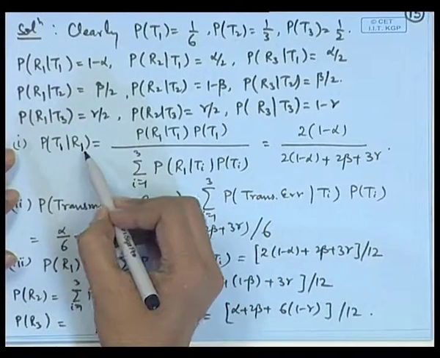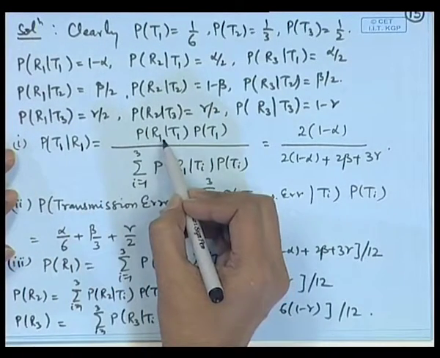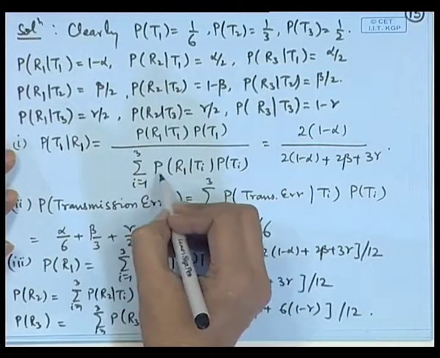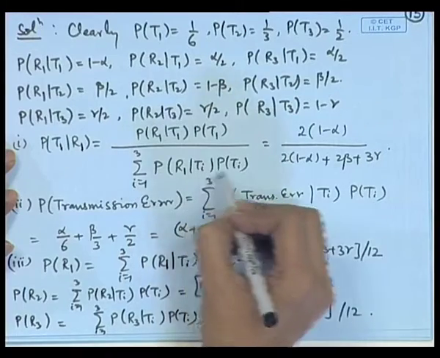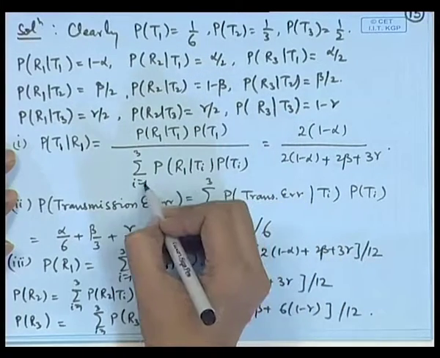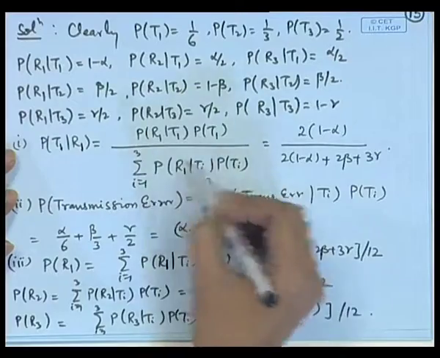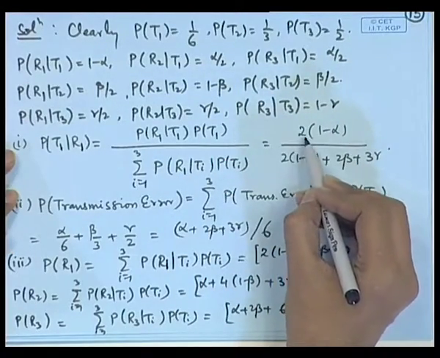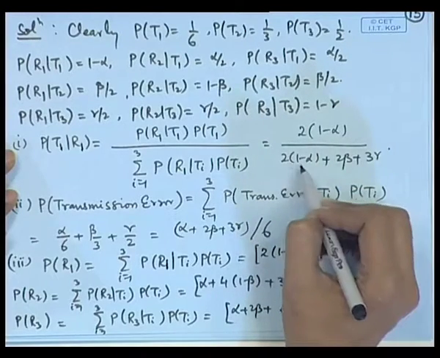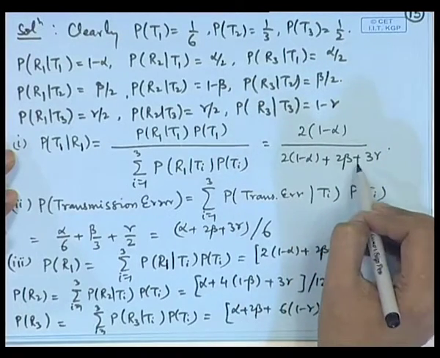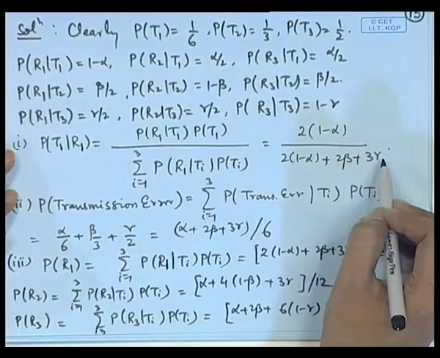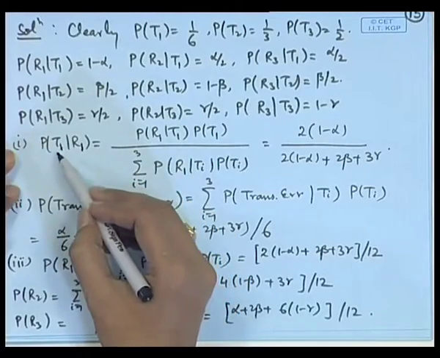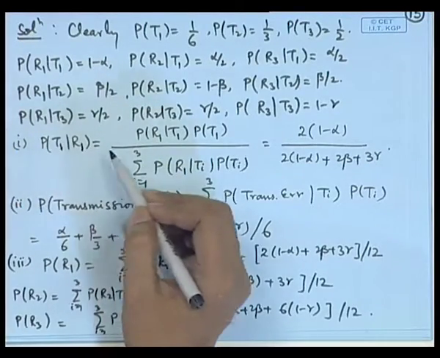So, probability of T 1 given R 1 is equal to probability of R 1 given T 1 into probability of T 1, divided by the sum over i equal to 1 to 3 of probability of R 1 given T i into probability of T i. All the expressions are given here and we substitute. After simplification it turns out to be twice 1 minus alpha divided by twice 1 minus alpha plus twice 1 minus beta plus 3 times 1 minus gamma. In a similar way we can calculate probability of T 1 given R 2, T 2 given R 1, T 2 given R 3 and so on.